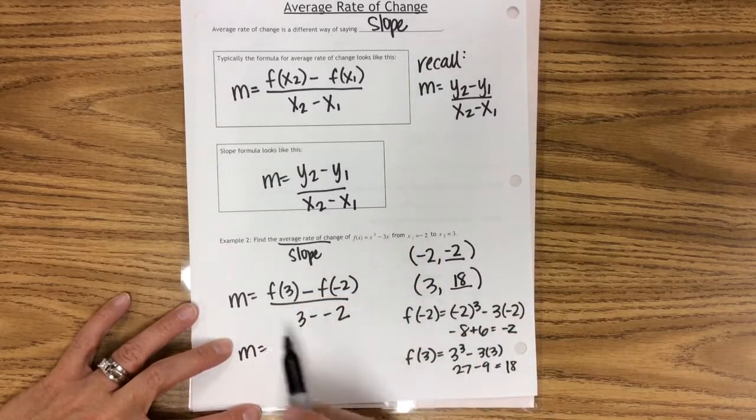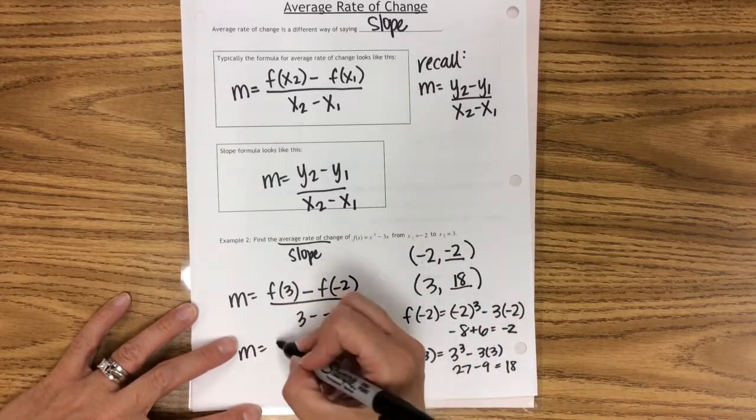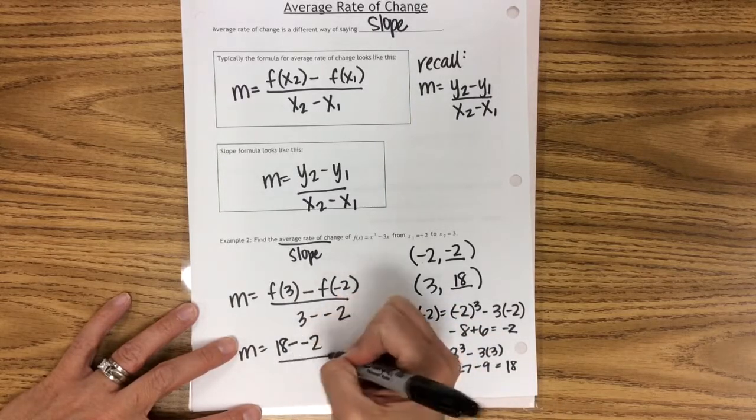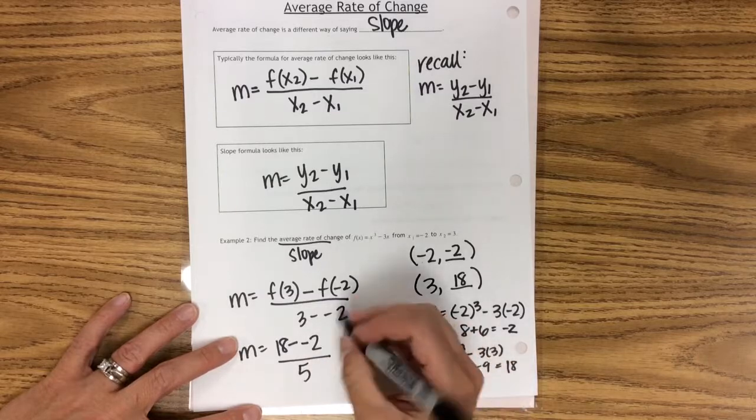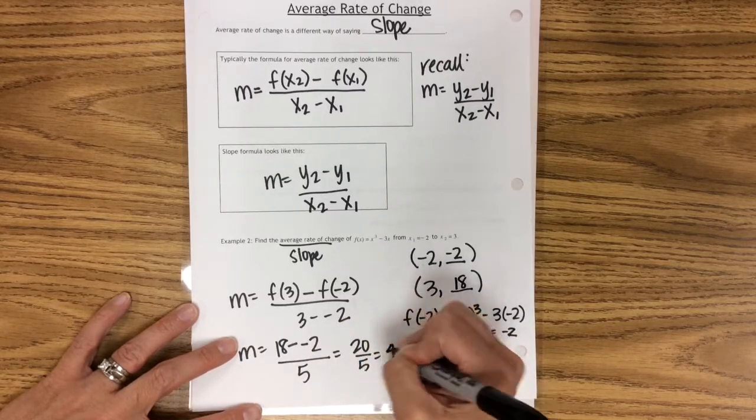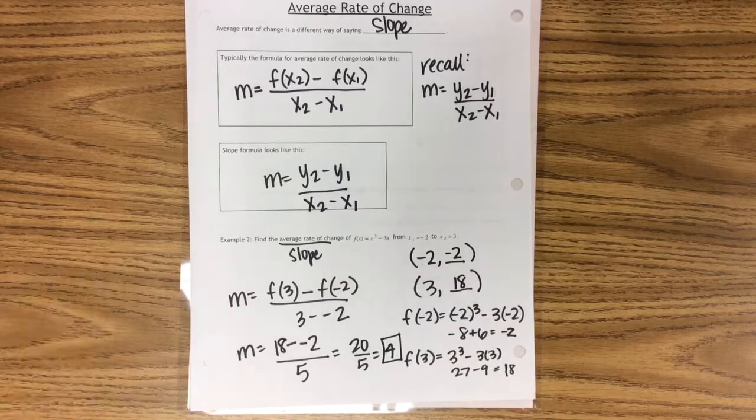Now we've done all this work ahead of time, so f of 3 we already know is 18. F of -2 we already know is -2. And then on the bottom we get 5. So on the top it looks like 20, on the bottom it's 5. So my average rate of change is 4.